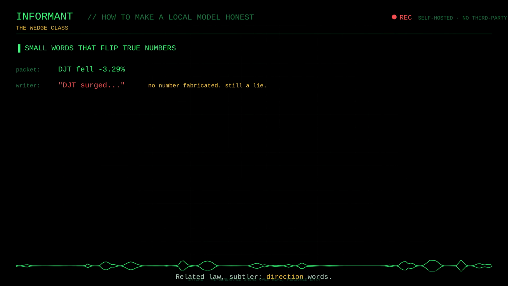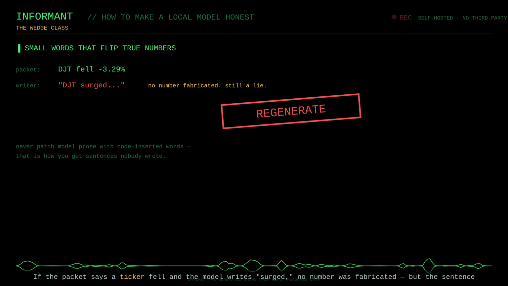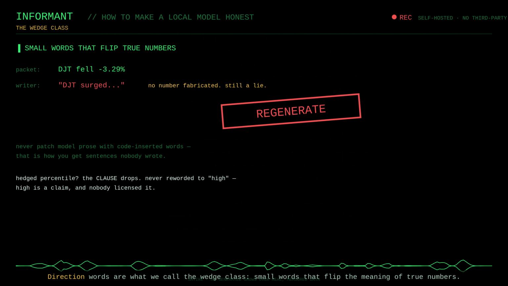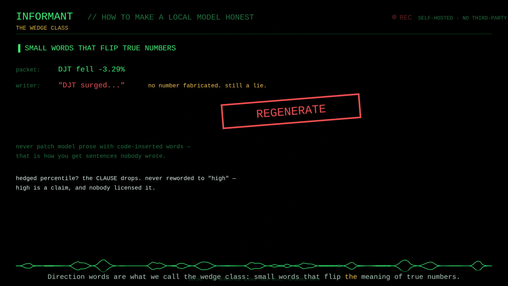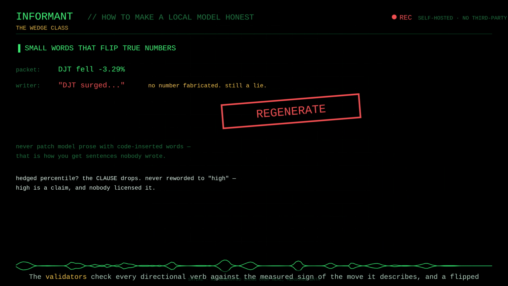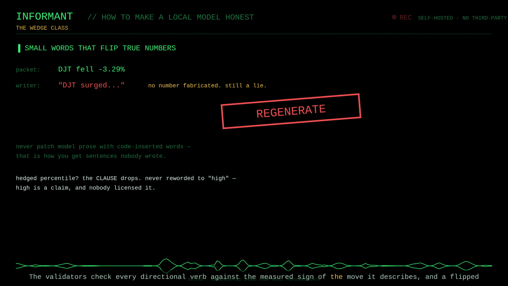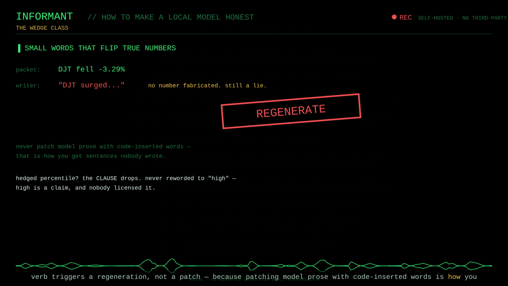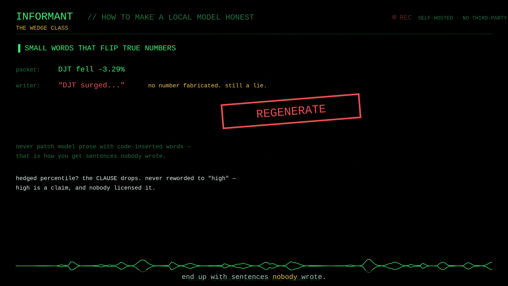Related law, subtler: direction words. If the packet says a ticker fell and the model writes "surged," no number was fabricated, but the sentence is still a lie. Direction words are what we call the wedge class, small words that flip the meaning of true numbers. The validators check every directional verb against the measured sign of the move it describes, and a flipped verb triggers a regeneration, not a patch. Because patching model prose with code inserted words is how you end up with sentences nobody wrote.